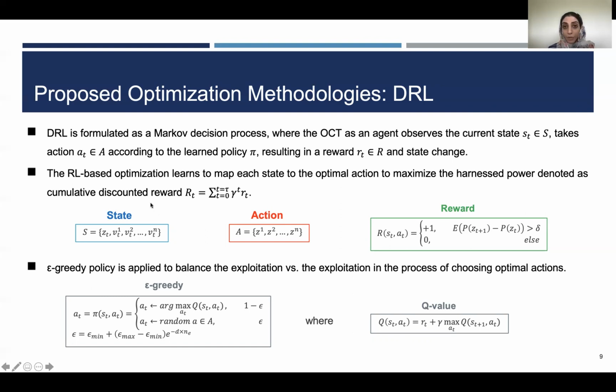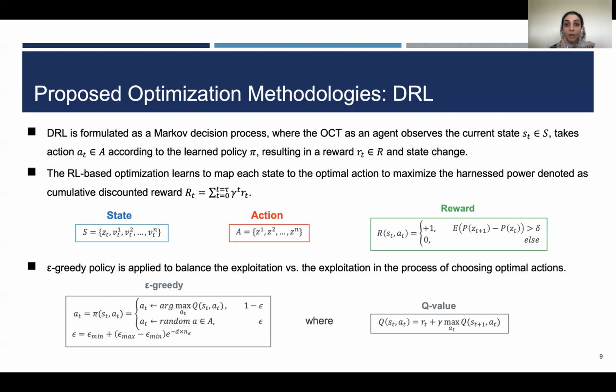Okay. In the reinforcement learning algorithm, our agent should learn how to map each state to the optimal action. And in our problem, which is maximizing the harnessed power, we define the state based on the current depths and the ocean current velocities. Then we have the actions, which are the depth change. And finally, we define the reward based on the increase in the harnessed power. And when we have an increase in the harnessed power, we just specify a positive one as a reward to our system. Then we should define the policy for our system.